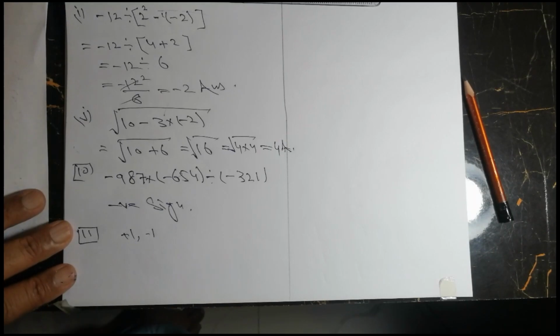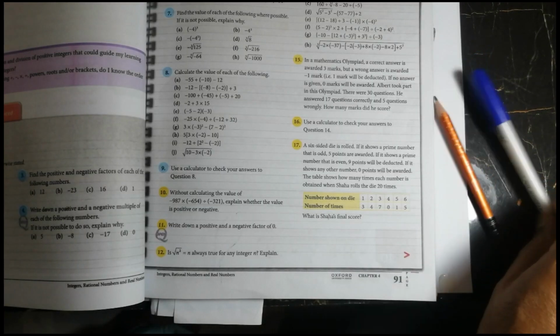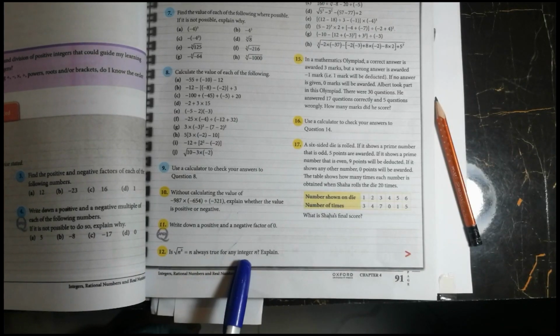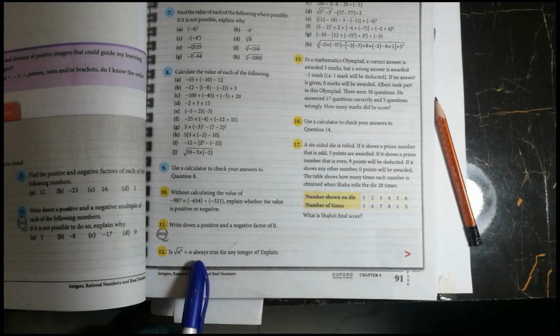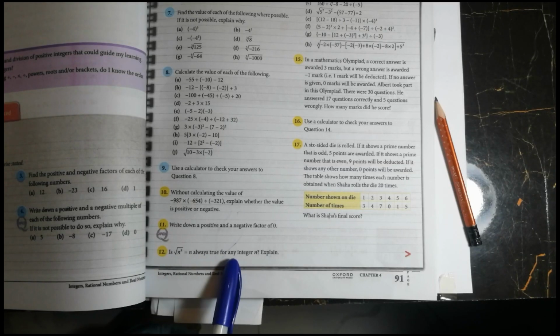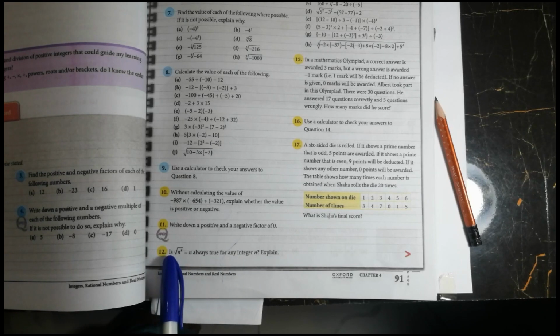Question number 12 is, is n square equal to n always true for any integer n? So this is only true for positive integers, not for negative. If negative value of n, then the answer is not possible because there is a square root. So only for positive value of n it is true.